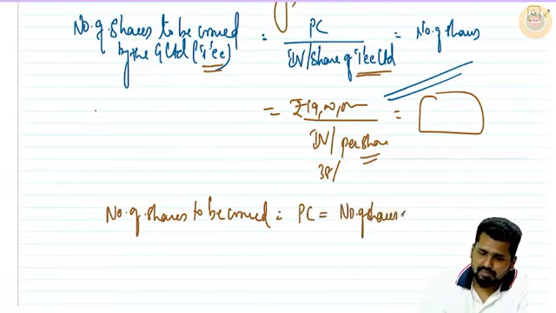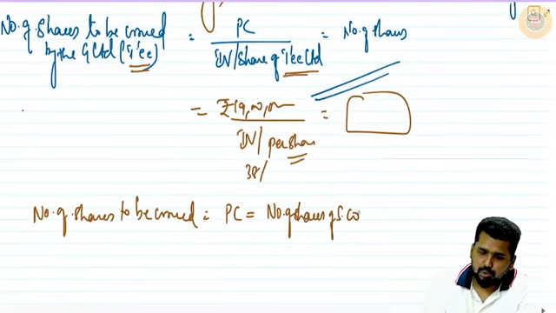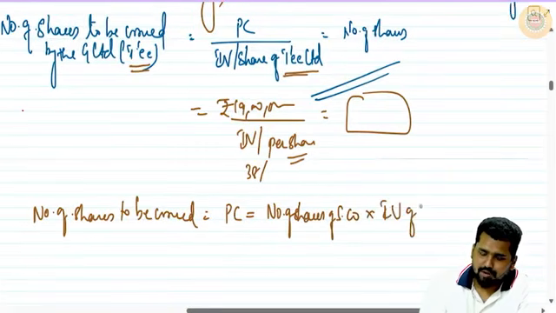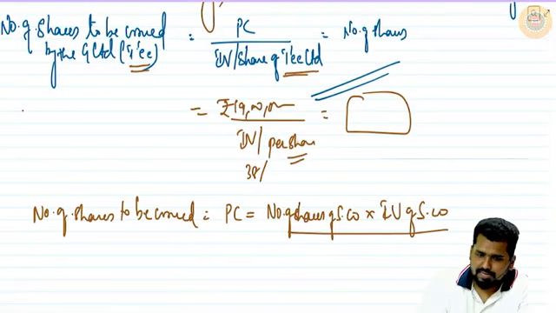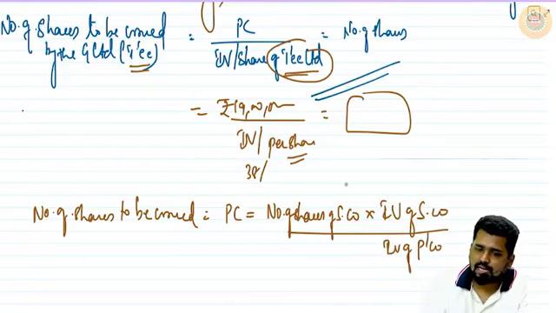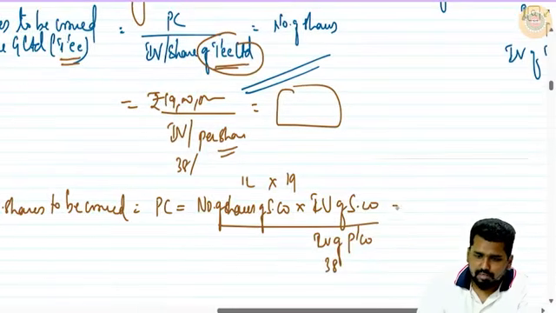Number of shares of selling company into intrinsic value of selling company, it should be divided by what? Intrinsic value of transferee company. Intrinsic value of what? Transferee or purchasing company. Clear or not clear? So 1 lakh equity shares, 19 they are asking, that should be settled by our share. Correct? Therefore, 1 lakh into 19 divided by 38.